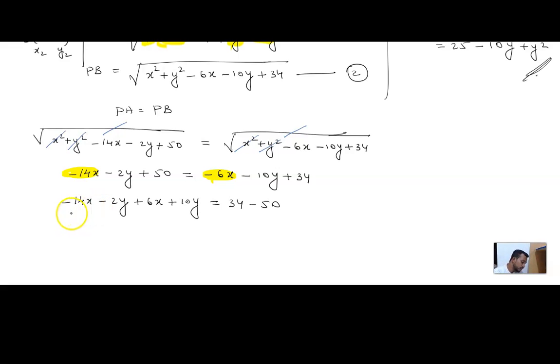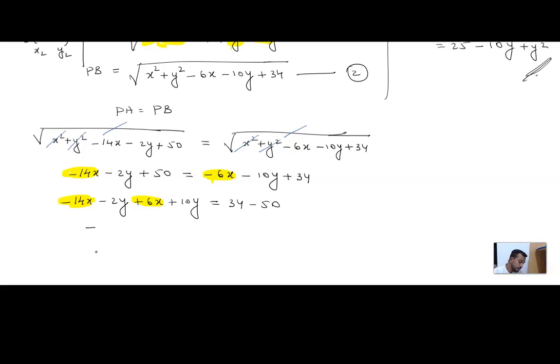Now how much? Minus 14x plus 6x, minus 14x plus 6x. Can we subtract 14 from 6? No, we cannot subtract. So minus. Now 14 minus 6, how much, children? 14 minus 6. Yes?